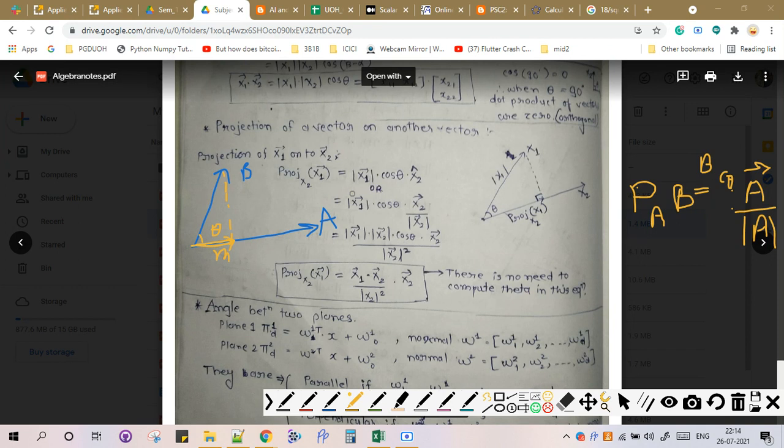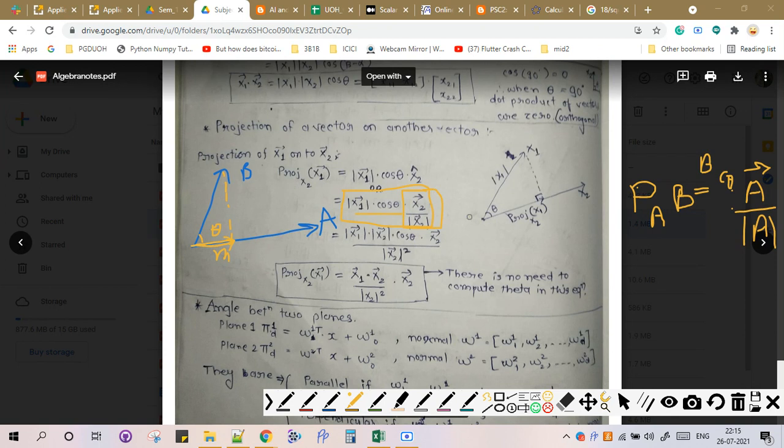This is the same equation. We are projecting x1 on x2, so we need to take the unit direction of x2. The unit direction of x2 is x2 divided by mod of x2, and we need to multiply this by this distance M. It is nothing but our first vector, which we are projecting, x1 cos theta.